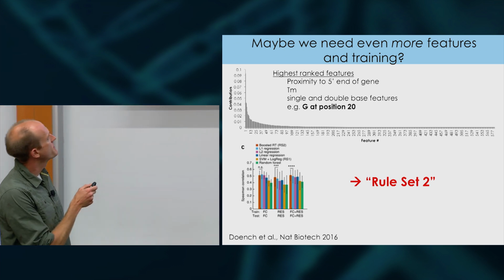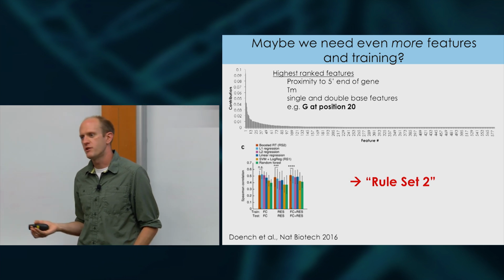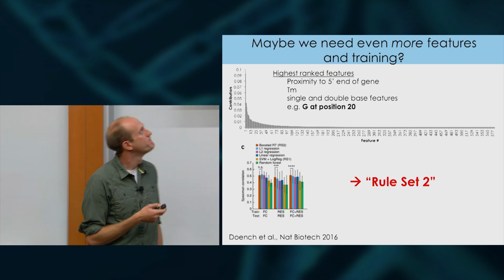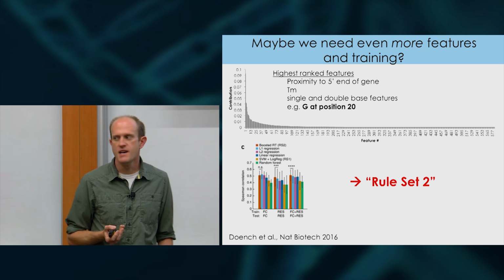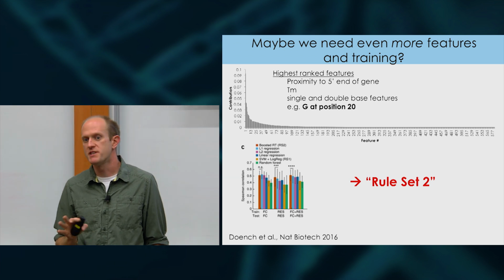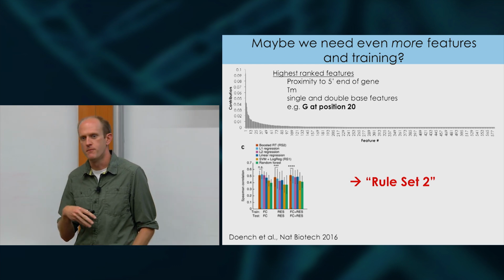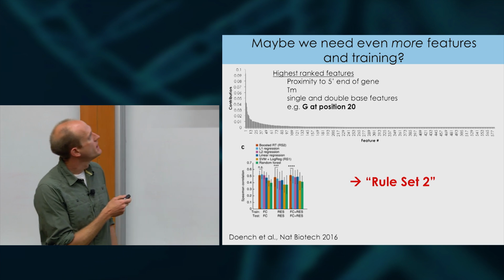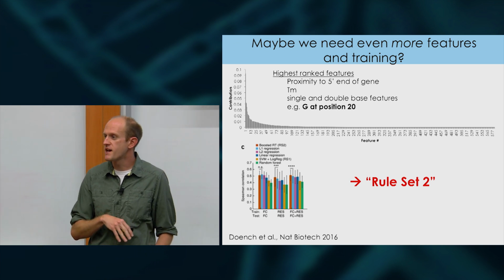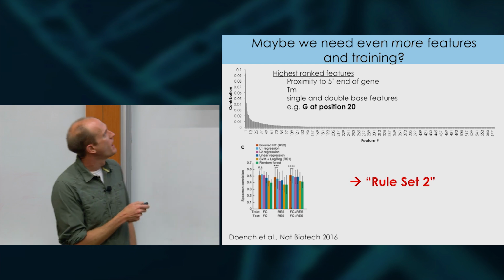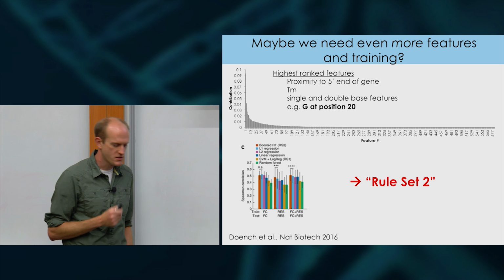The stuff that most came out of this, again, is proximity to the 5' end of the gene. So if you're trying to knock out a gene, you want to put it in the first exon. Okay? The TM. So you want to have the TM between the guide and the DNA be in some reasonable range. Like we talked about before with GC content, not too high, not too low. That's a very strongly trained feature. The single and the double base features, just like in the first rule set, ended up being very important. And then again, this G at position 20 seemed to be very important.